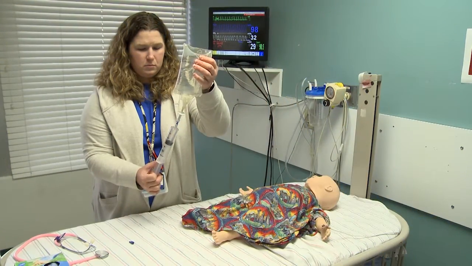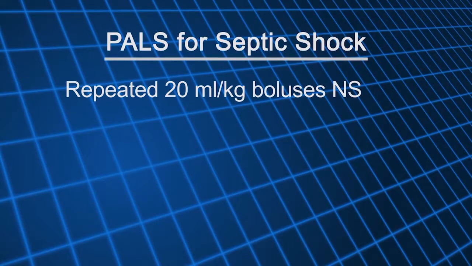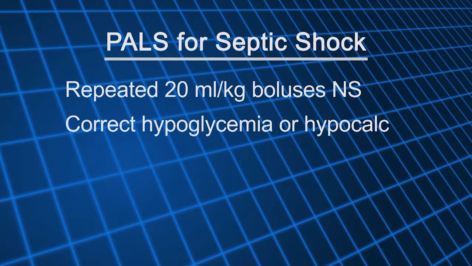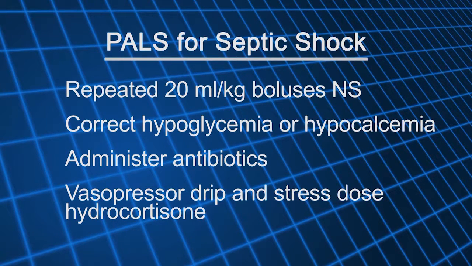During the first hour, the PALS algorithm for treating septic shock is to give repeated 20 milliliter per kilogram boluses with an isotonic crystalloid fluid such as normal saline, correct hypoglycemia or hypocalcemia, and administer the first dose of antibiotics STAT. Blood cultures should be drawn prior to starting antibiotics. Consider a vasopressor drip and a stress dose of hydrocortisone.